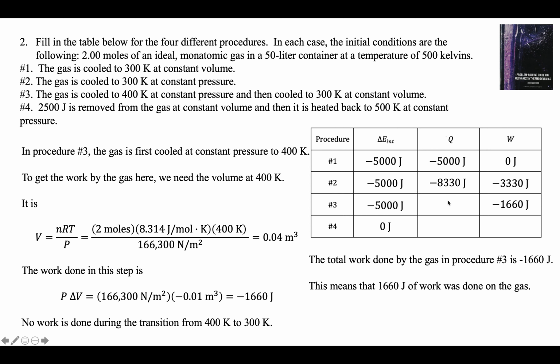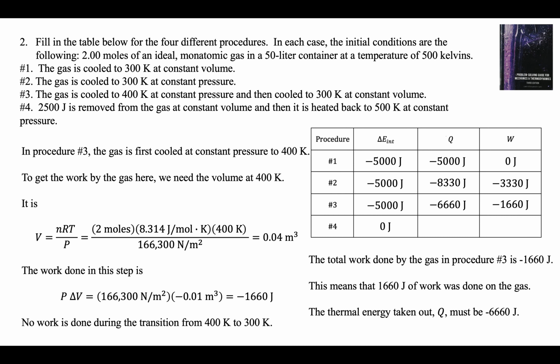So Q has to be minus 6,660. You have to take energy out to reduce the temperature and take energy out because work is being done on the gas while you're trying to cool it off.